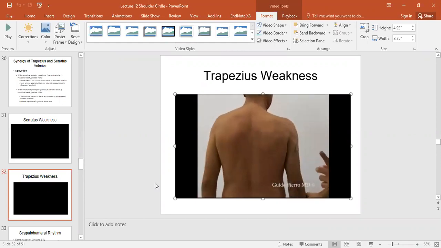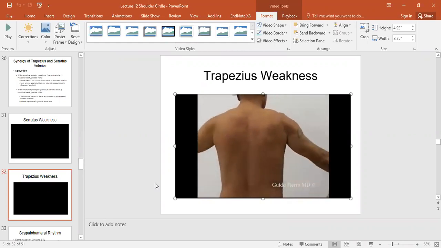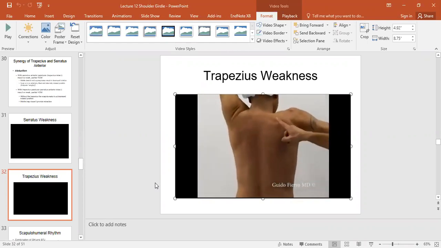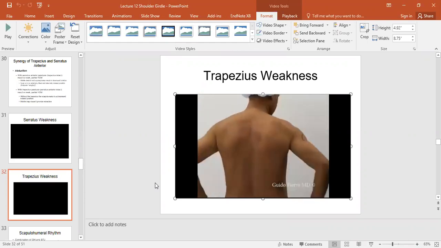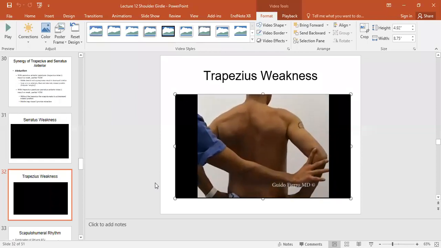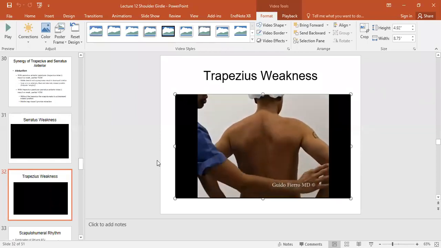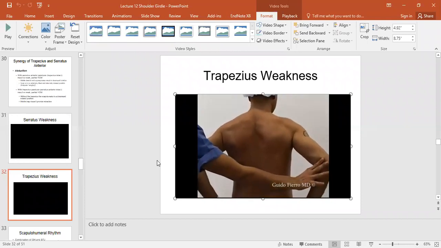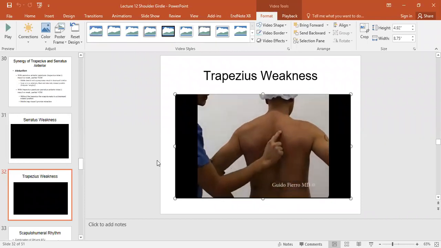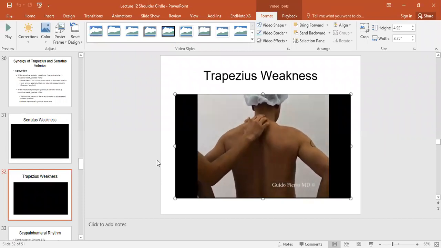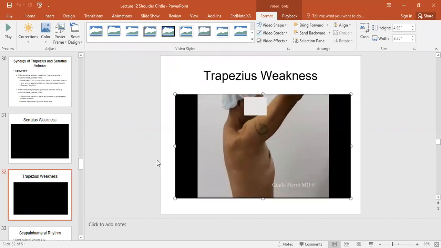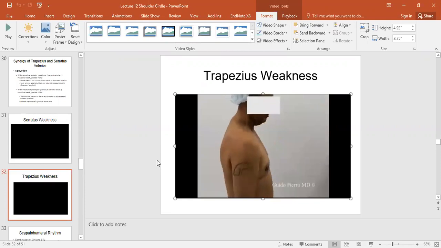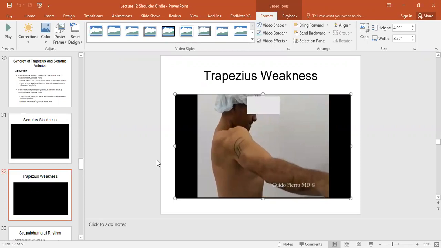So the inferior angle goes out to the side because serratus is working. The traps are not, so he has to take the shoulder upwards in order to achieve some abduction. You don't see the winging. You can see clearly the rhomboid major, rhomboid minor, and the major scapular muscle. So that rhomboid's doing a lot of the work. He is working hard too.